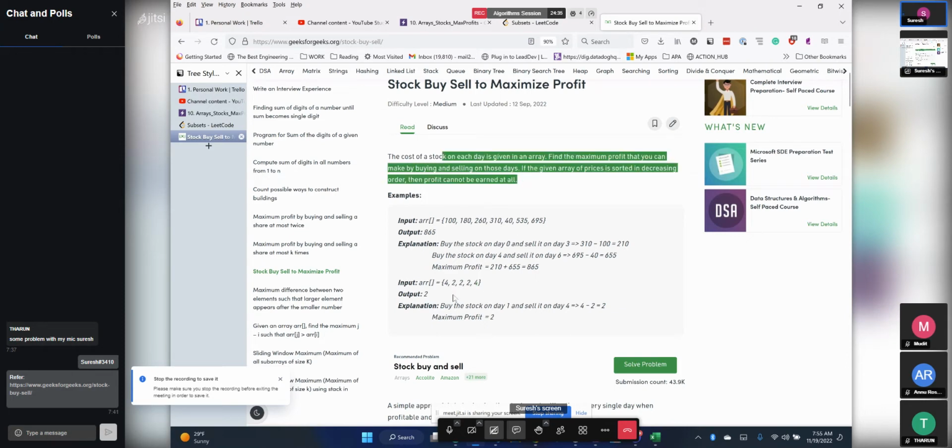But let's assume the condition that once you buy the stock, you are not allowed to buy another stock unless you sold that stock. That means the order is like this: buy, sell, buy, sell. See, this is exactly the same thing, right? You bought here and you sold for 310, and you bought for 40 and you sold for 695. So it's kind of a sequence: you buy, you sell, you buy, you sell.